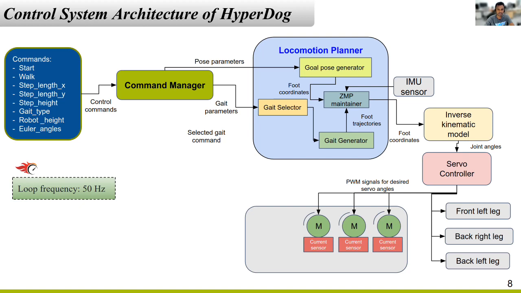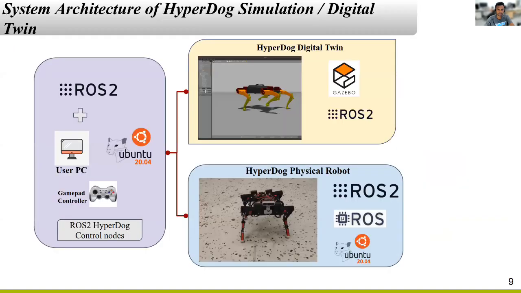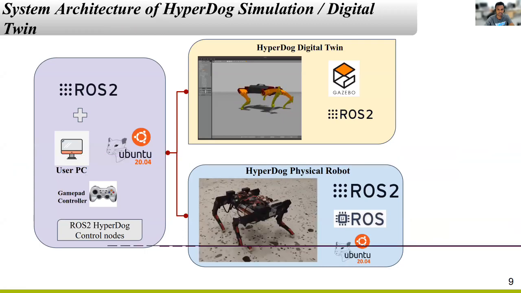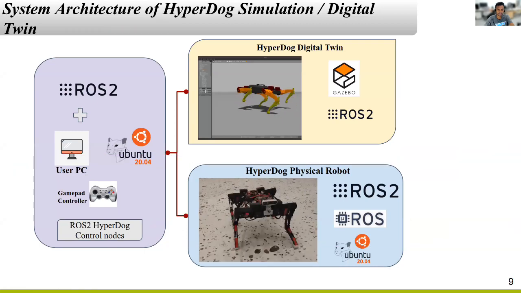Given commands from the gamepad, such as start, change height, change step height, and change step length, are received and processed by the command manager. The locomotion planner is responsible for gait selecting, gait generating, and maintaining the zero moment point or ZMP to keep the robot moving stably. This slide shows you the system architecture of the Gazebo simulation environment.